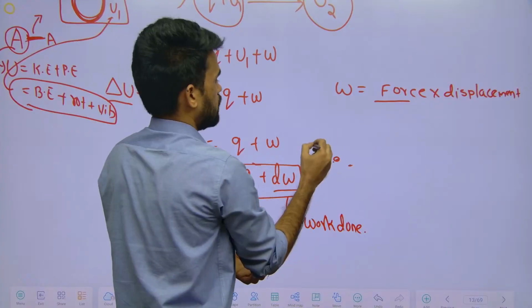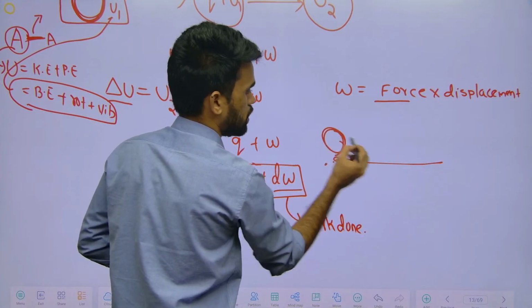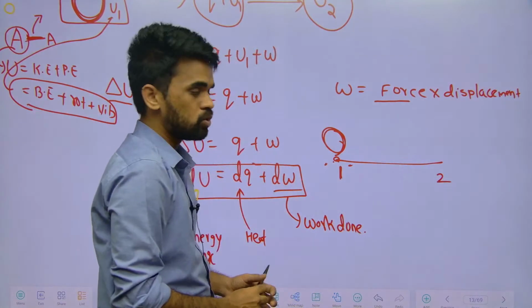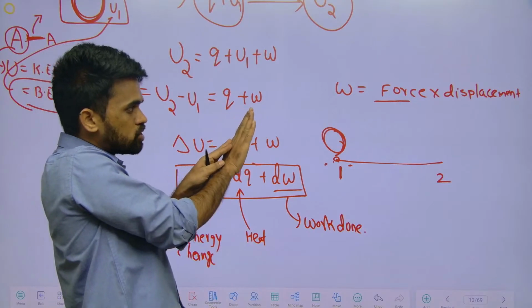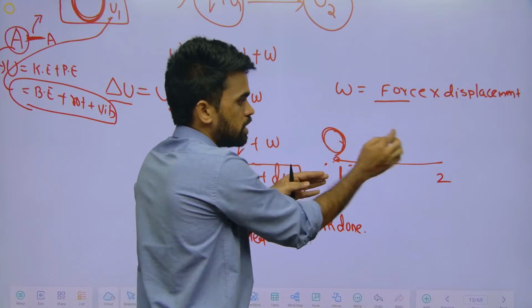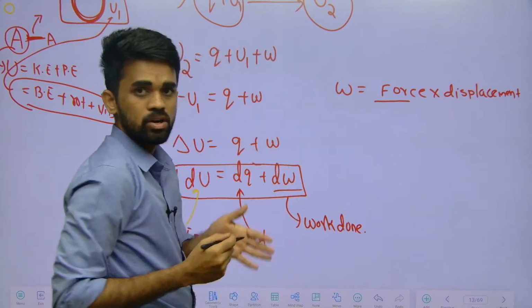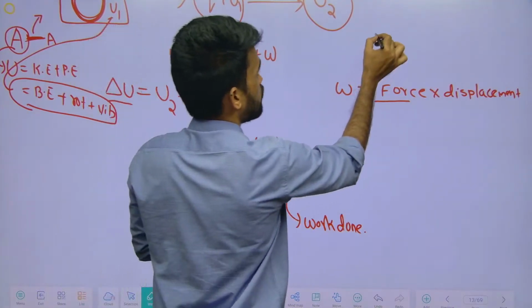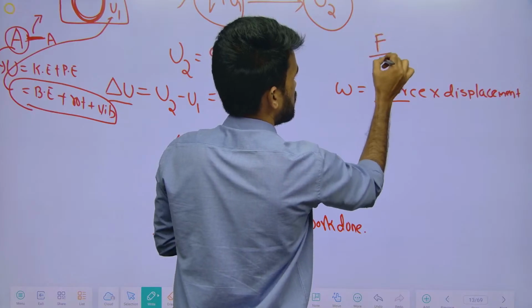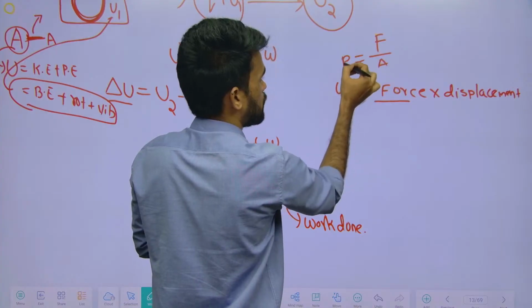It means I need to take this stone from one point to a second point. Now what do I need to do? I need to use some force on it to displace it from here to there. So force into displacement is called work. In the simple definition you can understand it that way. Now in place of force I can write: force per unit area is called pressure.